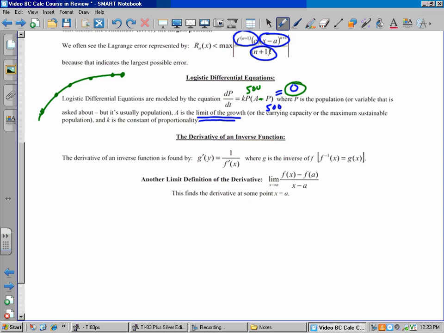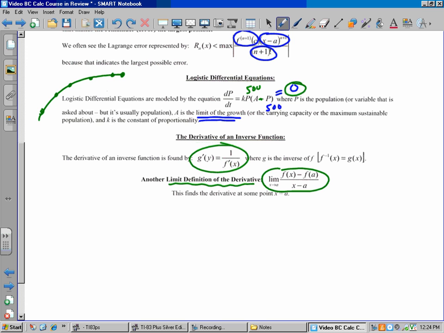And the derivative of an inverse function, just in case they asked you that, that's that formula. And another limit definition of the derivative, I saw this once. This is a little spin-off of the limit as h approaches 0 of f of x plus h minus f of x all over h.